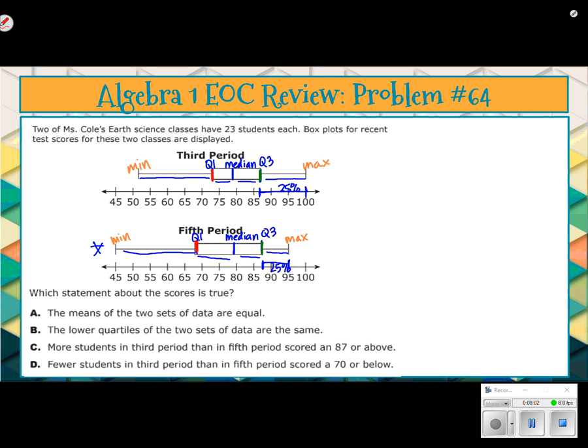Fewer students in 3rd period than 5th period scored a 70 or below. So here is 70 or below. So that's less than 25%. And then here's 70 or below. This is a little bit greater than 25%. Okay, so fewer students in 3rd period, so that's going to be D. There's a smaller number of kids that made a 70 in 3rd period than in 5th period.